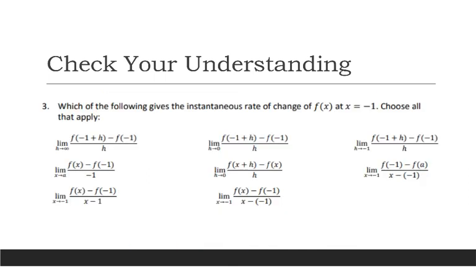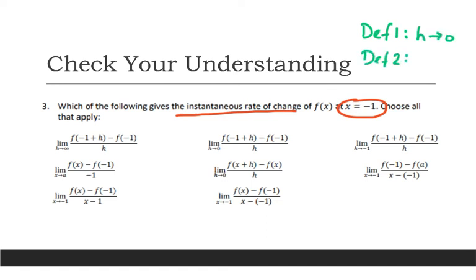All right, finally, number 3. Which of the following gives the instantaneous rate of change at x equals negative 1? So this could be definition 1, this could be definition number 2. But the first thing to recognize is if it is definition number 1, your limit will have h approaching 0. If we're using definition number 2, we will have x approaching negative 1. So that means there are some I can cross off right now.